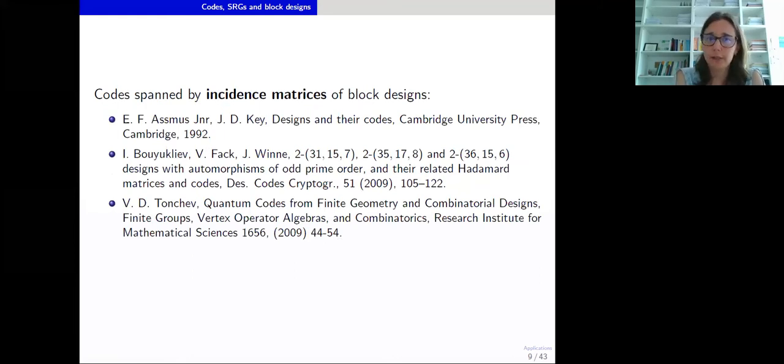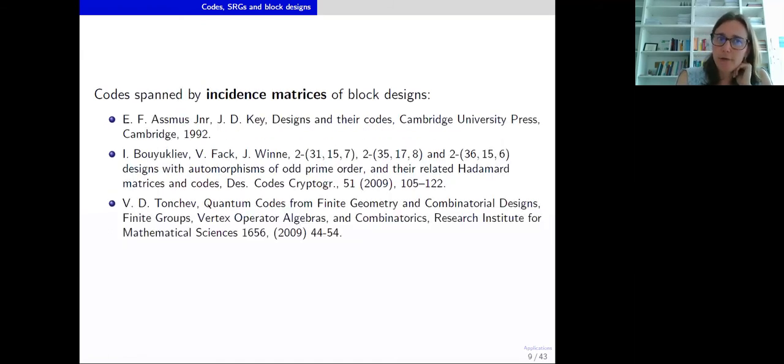Also, if you take block designs as combinatorial structures, you can obtain codes in a way that you span the space by incidence matrices of block designs. This is something that was also studied a lot. You can find in this book Designs and Their Codes by Assmus and Key, in detail, this procedure very nicely explained, but there are many other papers which are actually dealing with codes that could be constructed by incidence matrices of block designs, and here are just some of those that I point out.